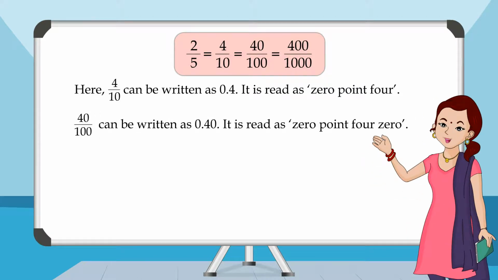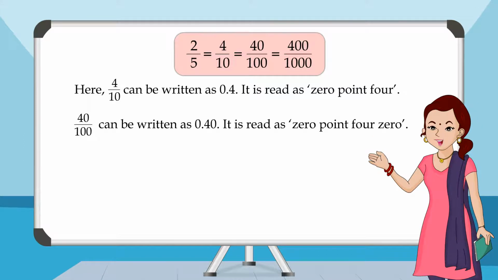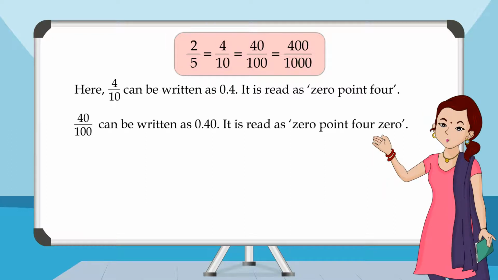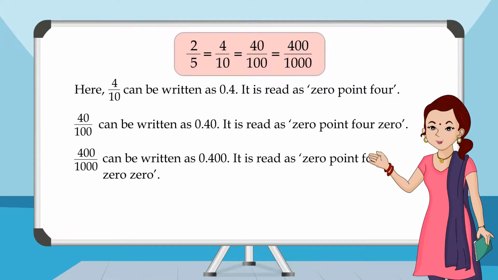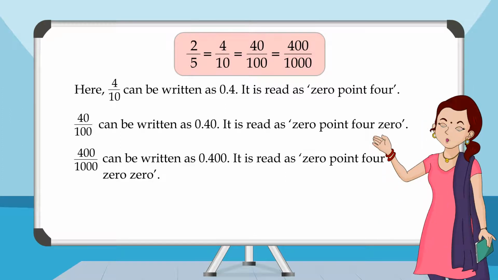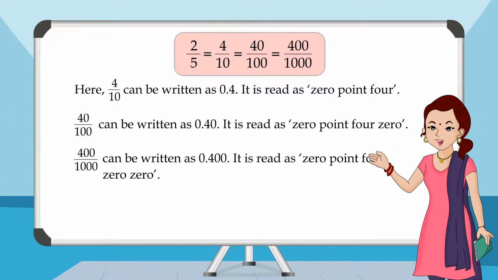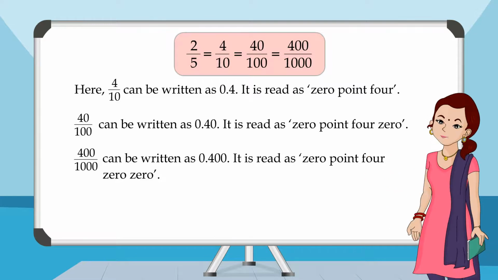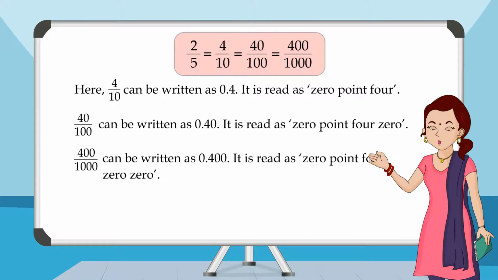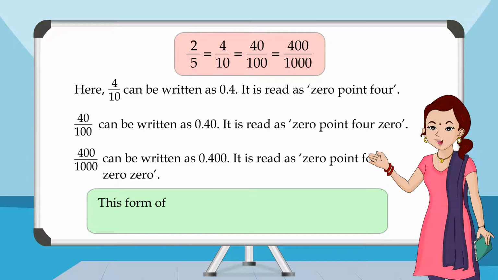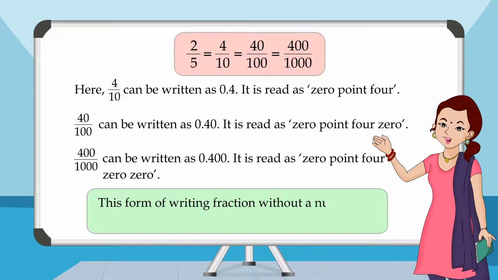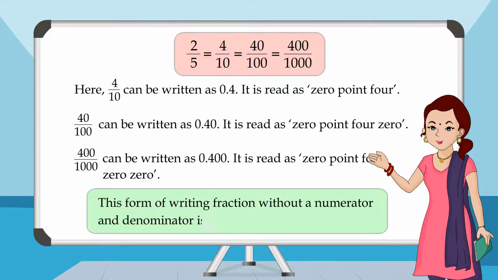40 over 100 can be written as 0.40. It is read as 0.40. 400 upon 1000 can be written as 0.400. It is read as 0.400. This form of writing fractions without a numerator and denominator is writing them as decimals.